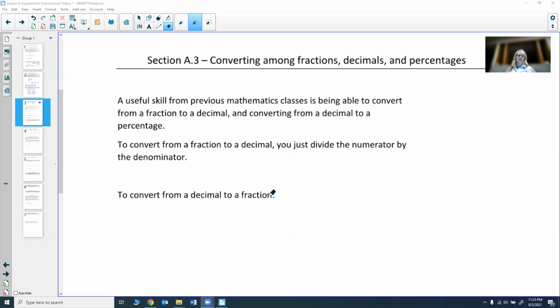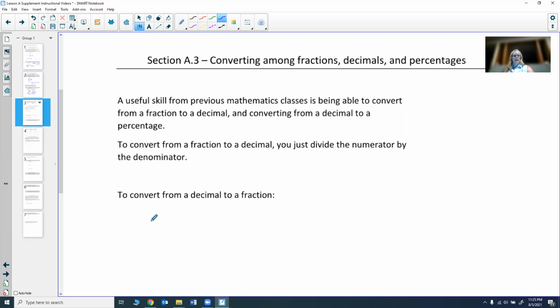To convert from a fraction to a decimal, you just divide the number in the numerator by the denominator. Not a hard thing to do. Don't make that hard. But to convert from a decimal to a fraction is a little bit more work. So we need to look at how we do that.